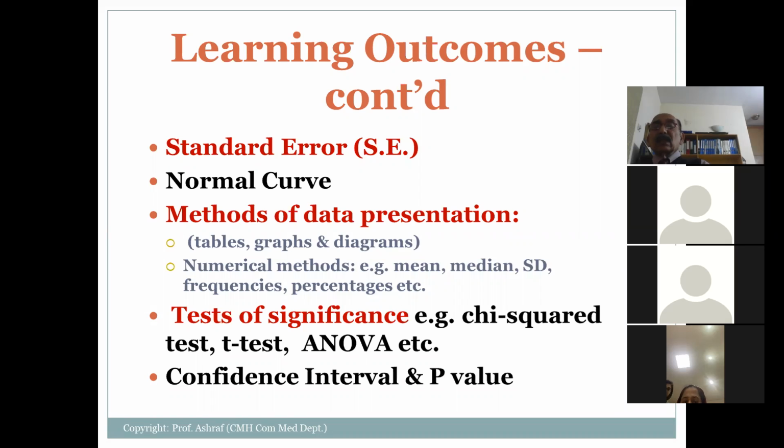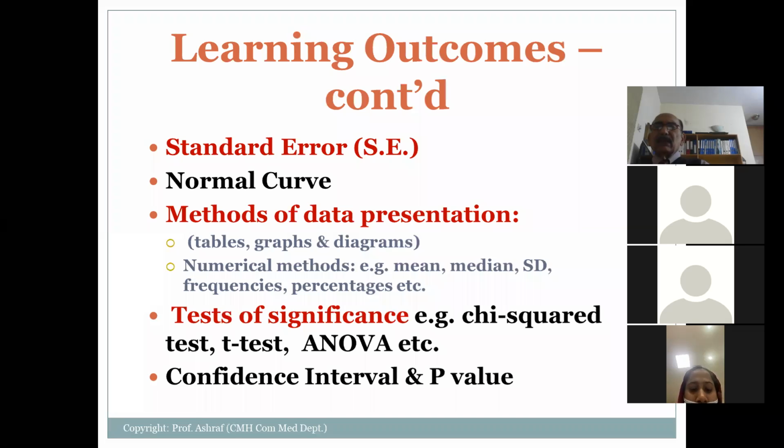Then of course, when you should make a table in your research article, when you should make graphs, and if there are graphs, whether you should make a pie chart or bar chart or histogram or box and whisker plot or scatter diagram. This we will inshallah discuss one by one. And then these are the numerical.